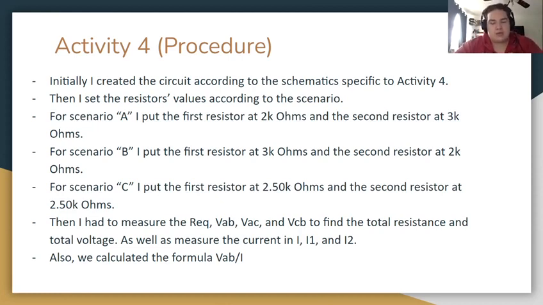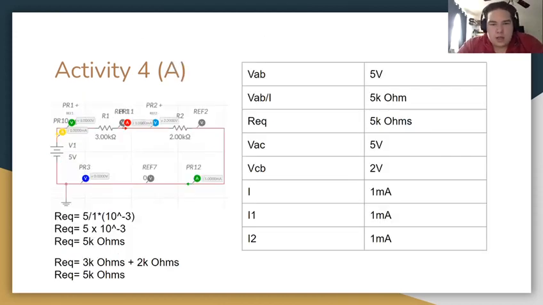In this one, we had to measure the total resistance, the total voltage between A and B, A and C, and C and B. We also had to measure the currents in different areas of the circuit. We also had to calculate a specified formula. It was basically the total voltage VAB over the first current.